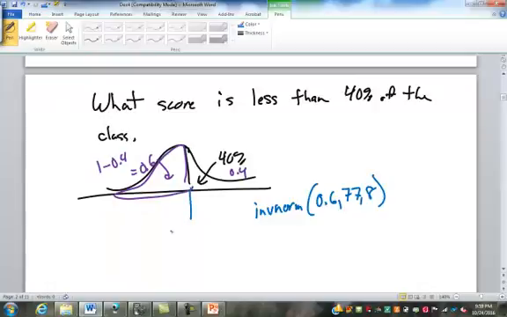79.03. So 79.03 is that data value. So 79.03 has 40% of the data greater than it. Or 40% of the students will score better than 79.03.